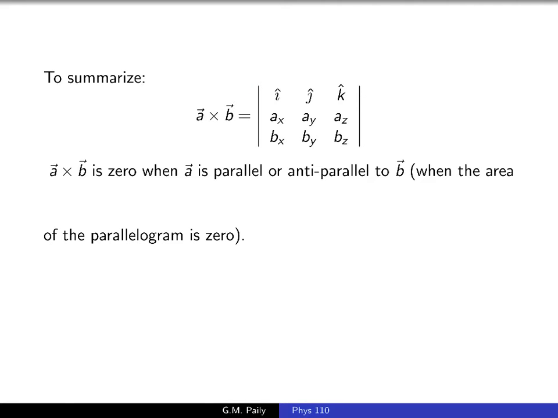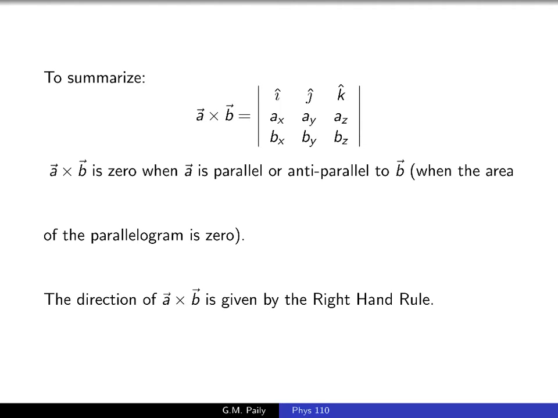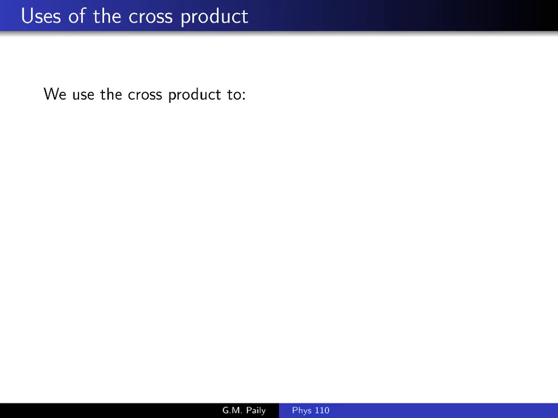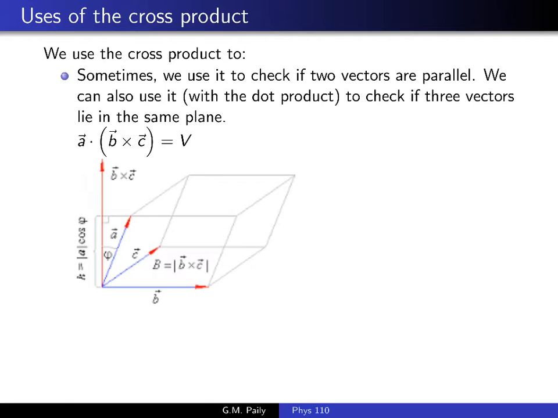A cross B is 0 when A is parallel or antiparallel to B. That is when the area of the parallelogram that they form is 0. And the direction of A cross B is given by the right-hand rule. We use the cross product sometimes to check if two vectors are parallel. If they are parallel, then their cross product is 0.